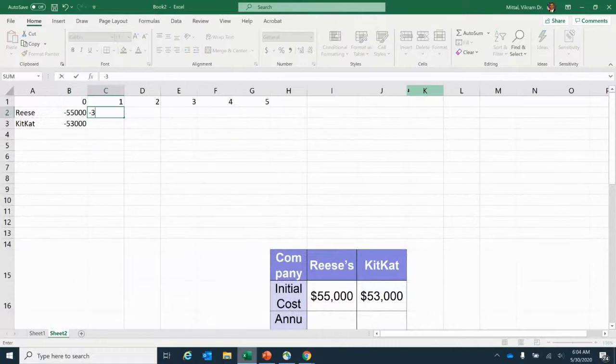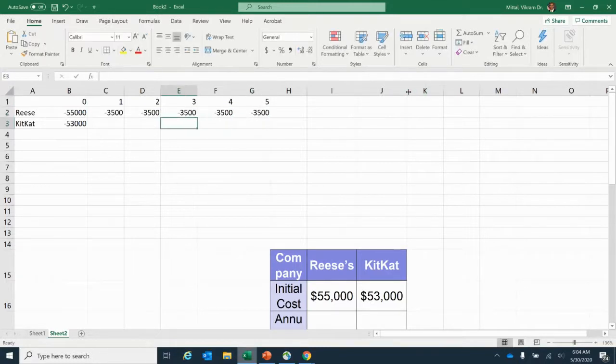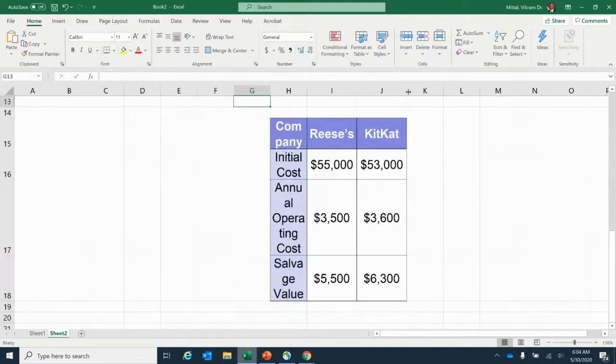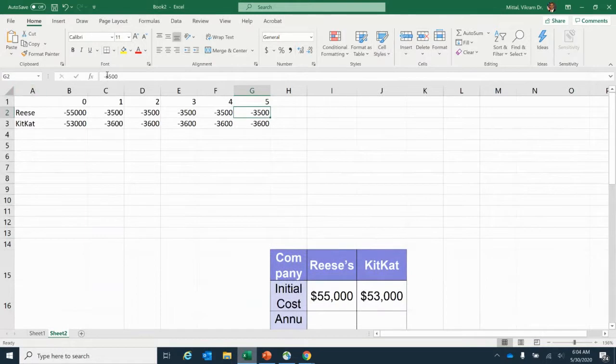Reese's is $3,500 per year, and Kit Kat's negative $3,600. Then we had that salvage value at the end, so $5,500, $6,300. All right. So all these values on here are the future expenses.